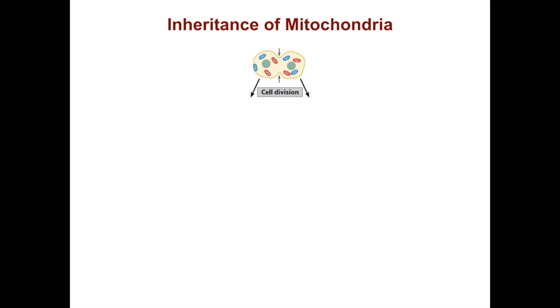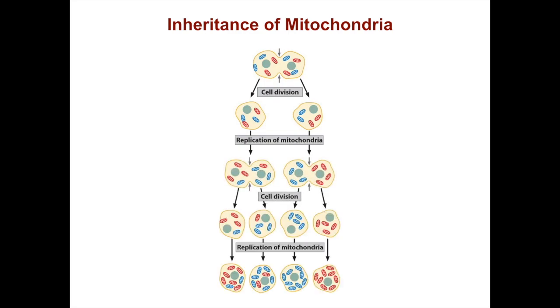The mitochondria segregate randomly during cell division. They replicate, and you get random segregation in subsequent cell divisions. This can happen in such a manner that you can get some cells that only have wild-type mitochondria and other cells that only have mutant mitochondria.